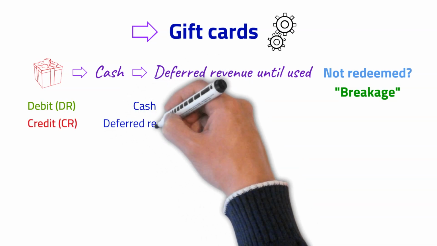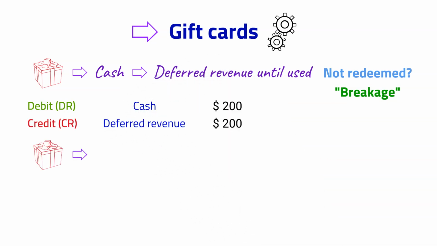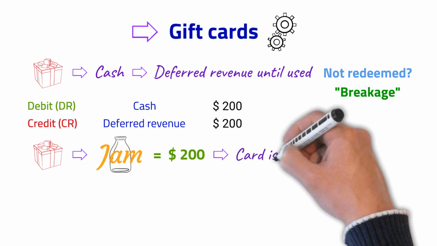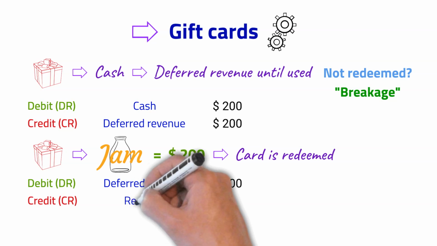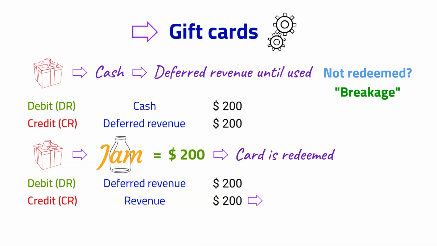This is called breakage. So, when you sell a $200 gift card for your Apple Jam, you record debit cash 200, credit deferred revenue 200. When the card is redeemed, you recognize revenue: debit deferred revenue 200, credit revenue 200. When the gift card is redeemed, that would mean you give your Apple Jam in exchange for it, and normally you would make some profit on it.